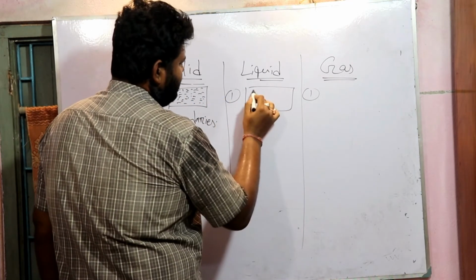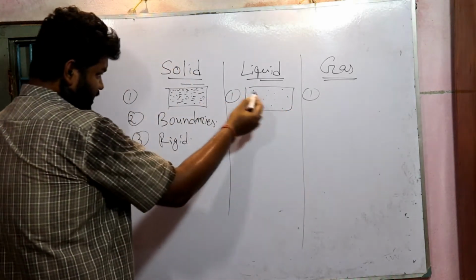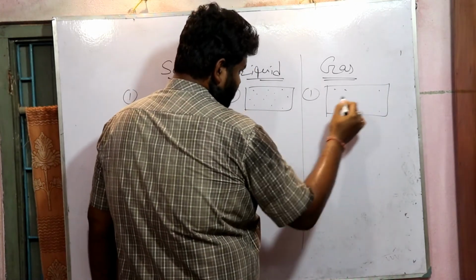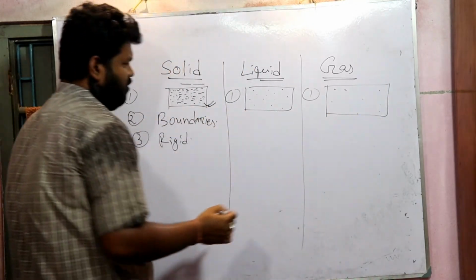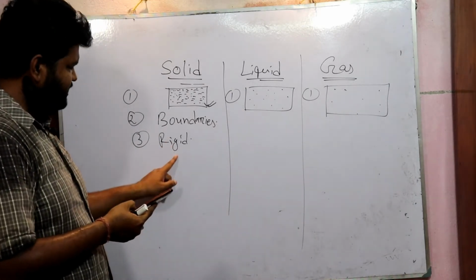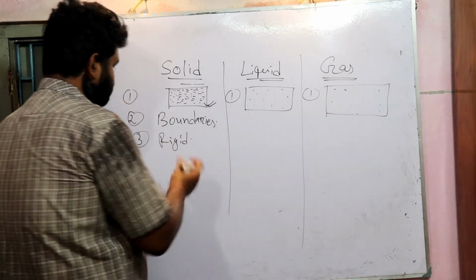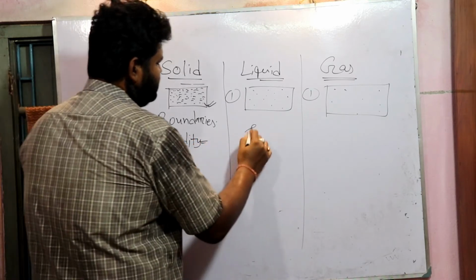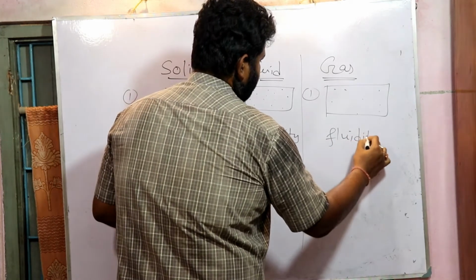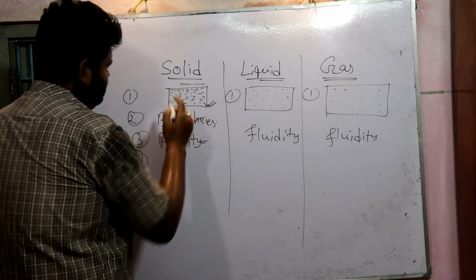Here in case of liquid, the particles are far away from each other in comparison to solid, and in gas, the particles are really very far apart from each other rather than the liquid particles. Okay, so this one is rigid, this one is fluid, and this one is also a type of fluidity. Here you can see rigidity, here fluidity, and here fluidity is also there.